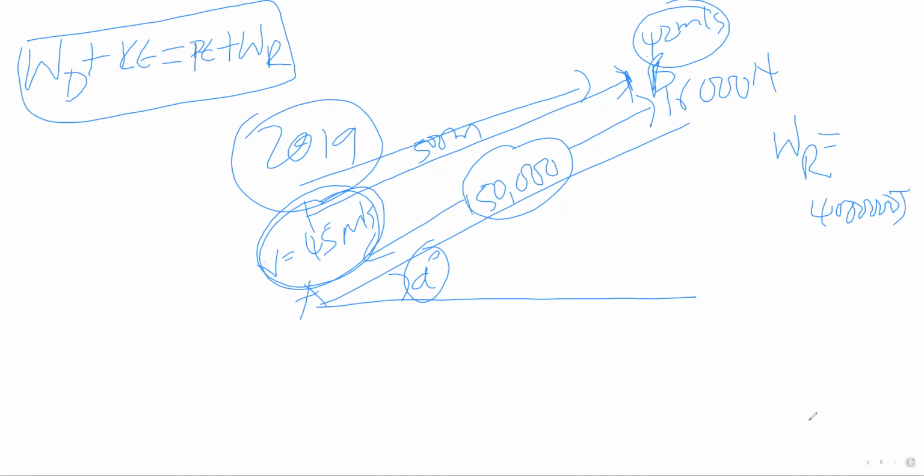Okay, so look, guys. How do we find the work done by the driving force? Remember, work is equal to driving force times distance. So work done by driving force is going to be the driving force. We have it as 16,000.